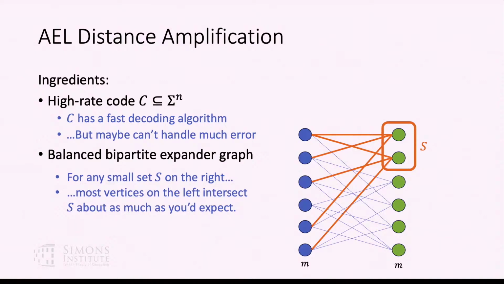So what is this distance amplification technique? So say we have these 2 ingredients. We have our base code C, and we have our expander graph. What are we going to do? So I'm going to start with a codeword from C, and I'm going to show you how to transform that into a codeword from some new code that I'll define by this transformation. So the first thing I'm going to do to C is chop it up.